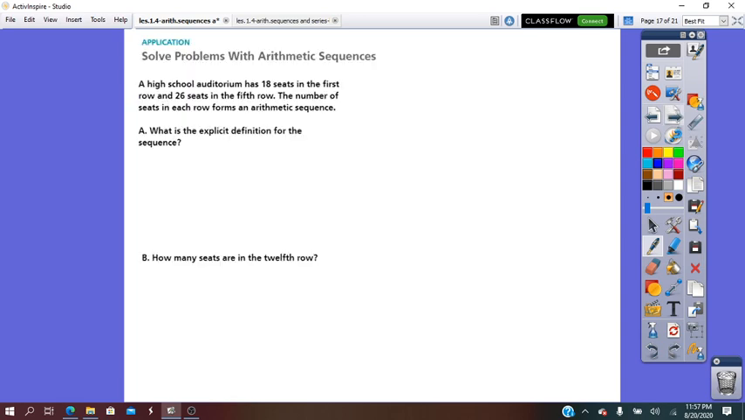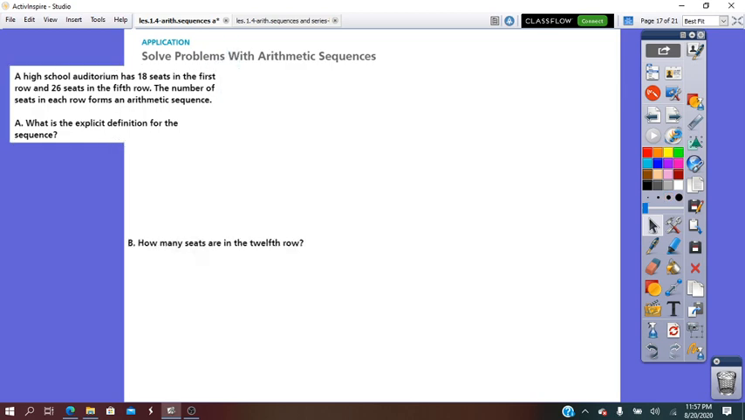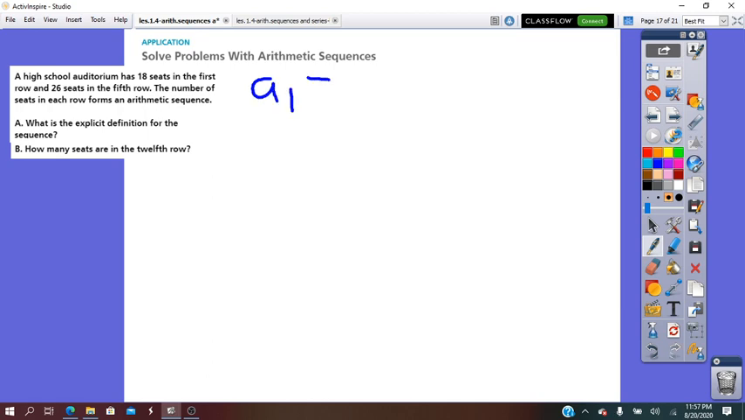Let's try more. This is a real-life application of the arithmetic sequences. A high school auditorium has 18 seats in the first row. So, we read the question and instead of words, we are going to use symbols. So, 18 seats in the first row. This is going to be A1, the first term, which is equal to 18.